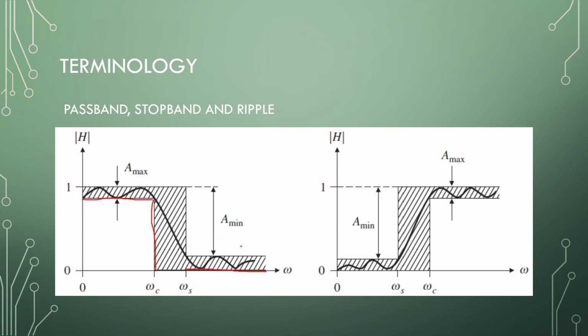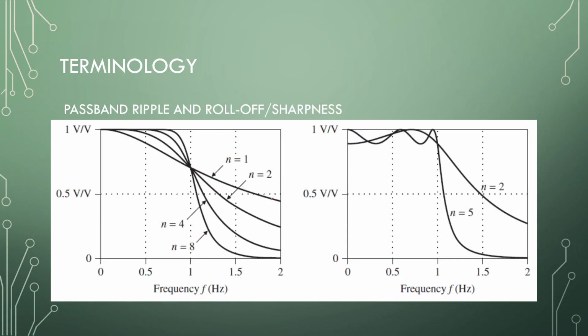Some filters do have this ripple effect in the stopband, and a filter like the Chebyshev has unevenness in the passband right here. That is called a ripple. During the passband, the gain in the filter will not be equal everywhere. That is done to get a sharper kind of cutoff.